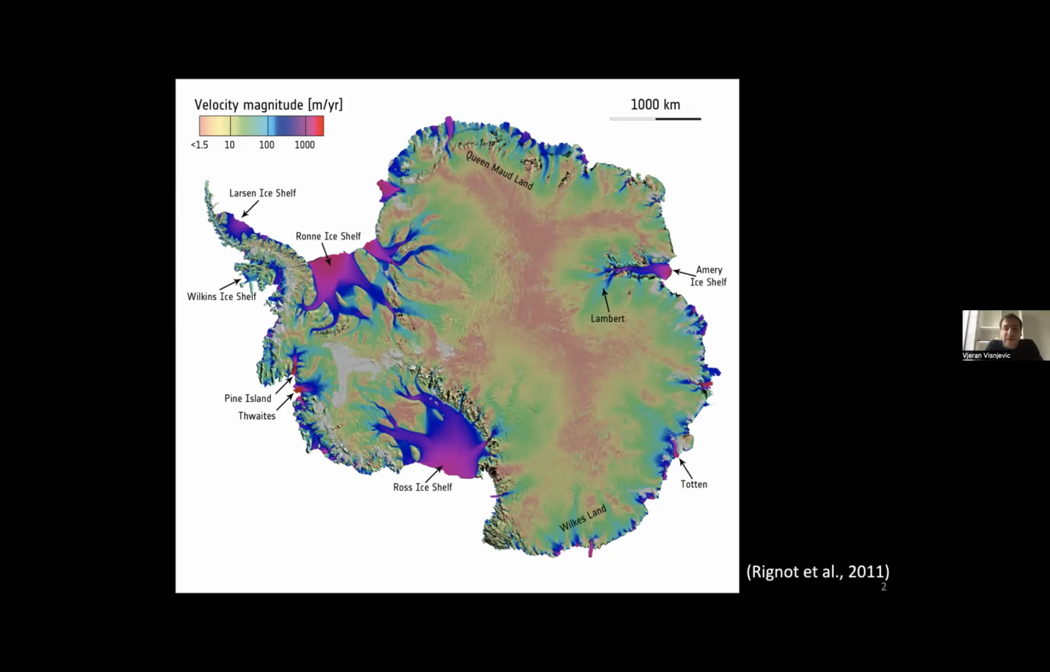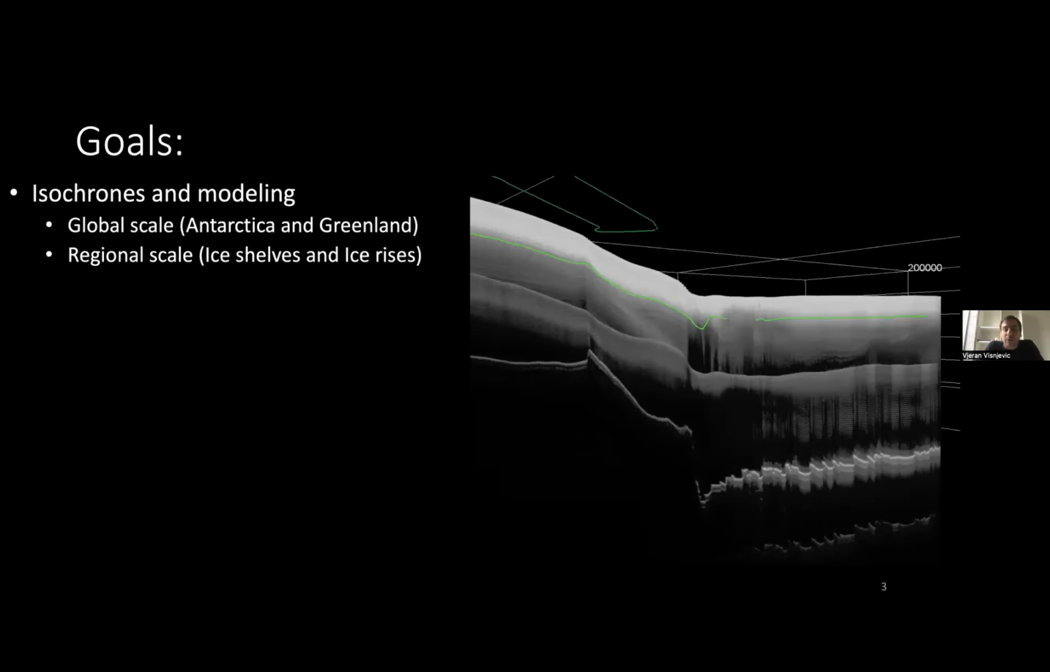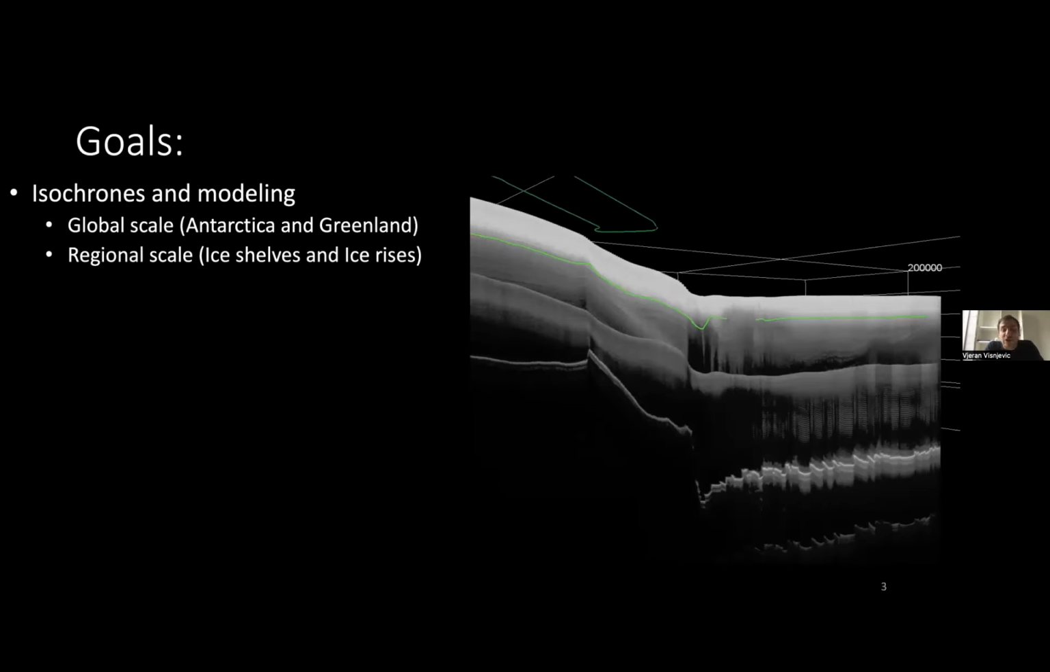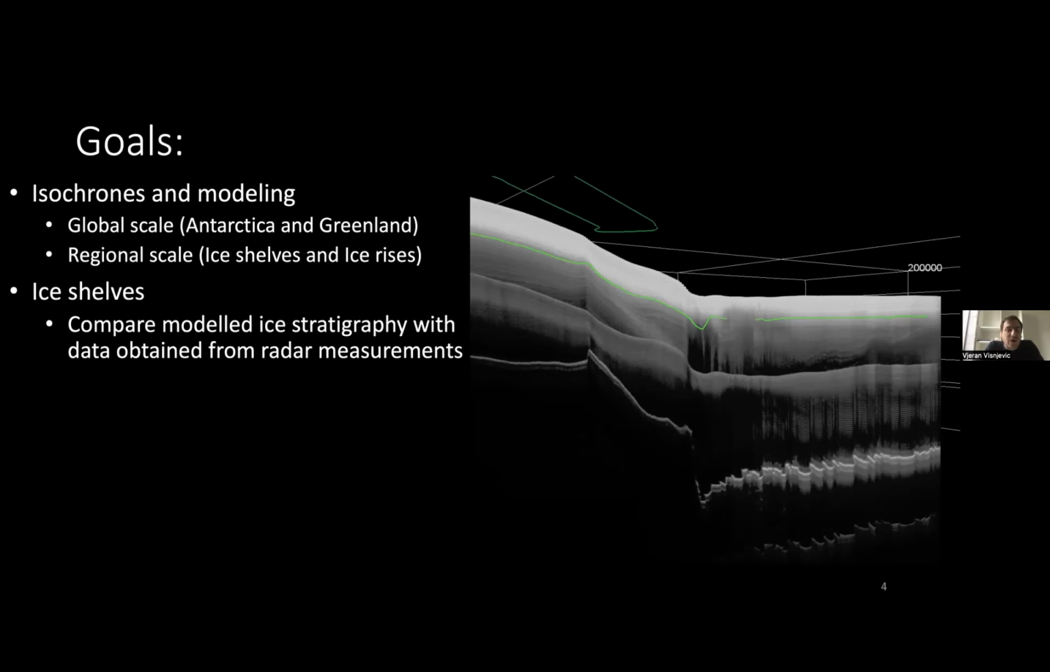Before I continue, it's maybe important to emphasize some basic and new terms, and one of them is probably isochrones. And we will talk about isochrones today, and we will talk about how they are used on a global scale and on a regional scale in a short introduction, where I will show you what other people have done in their work. And then we will focus on ice shelves and compare the model stratigraphy with data obtained from radar measurements and what that tells us about the ice shelf.